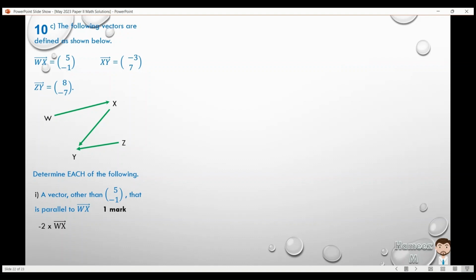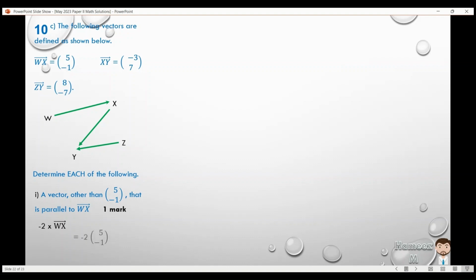And in this case, we are seeing it's in the opposite direction. So that's why I'm multiplying by minus 2. Any value you multiply by instead of minus 2, such as minus 1, 5, or a half, will also give vectors which are parallel to WX.